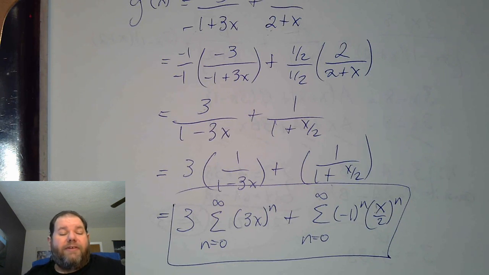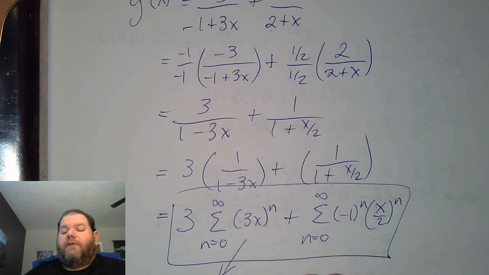However, one thing that it does affect is the radius of convergence. So what's going to happen is each of these has a different radius of convergence. And what we would actually like to find for the overall radius of convergence is the intersection of these two individual radii of convergence.